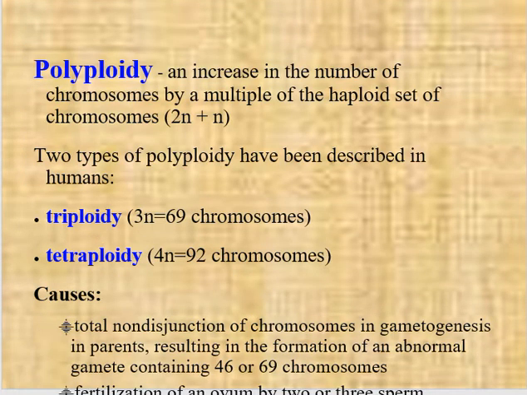Polyploidia, an increase in the number of chromosomes by a multiple of the haploid set of chromosomes. Two types of polyploidia have been described in humans. Triploidia, tetraploidia. Causes: total non-disjunction of chromosomes in gametogenesis in parents, resulting in the formation of the abnormal gamete containing 46 or 69 chromosomes. Fertilization of an ovum by 2 or 3 sperm cells.